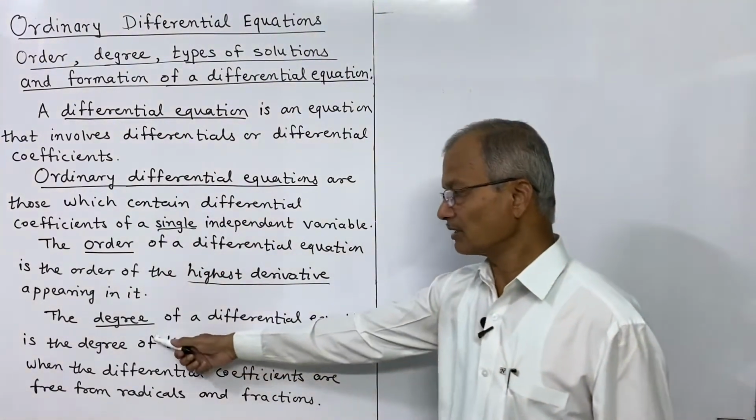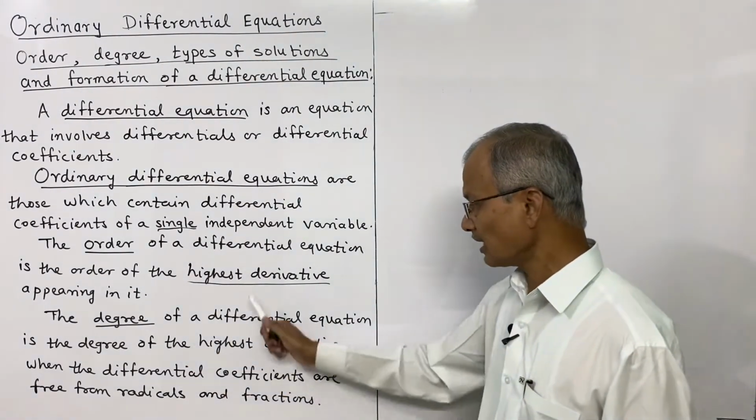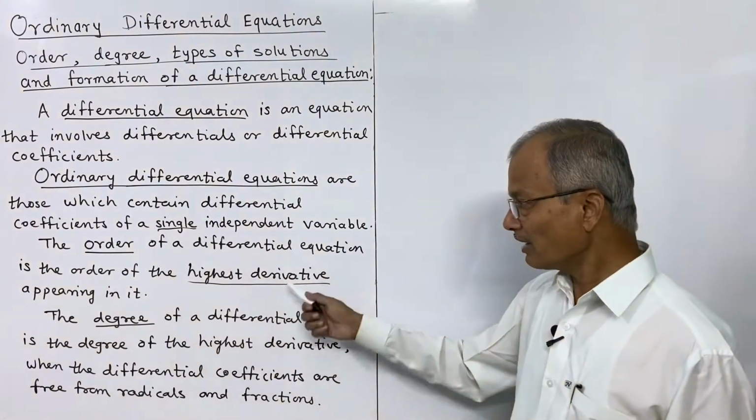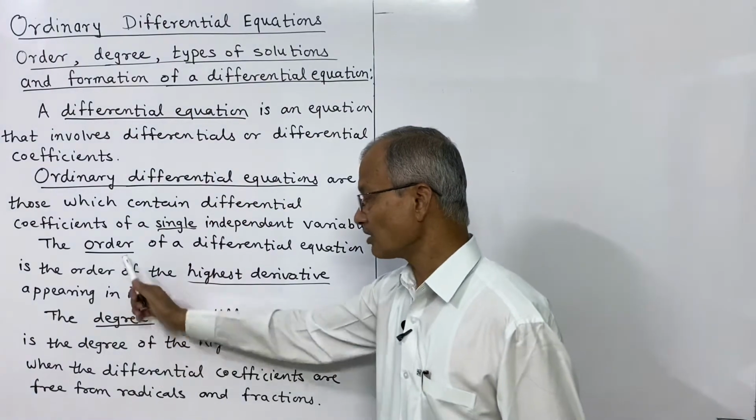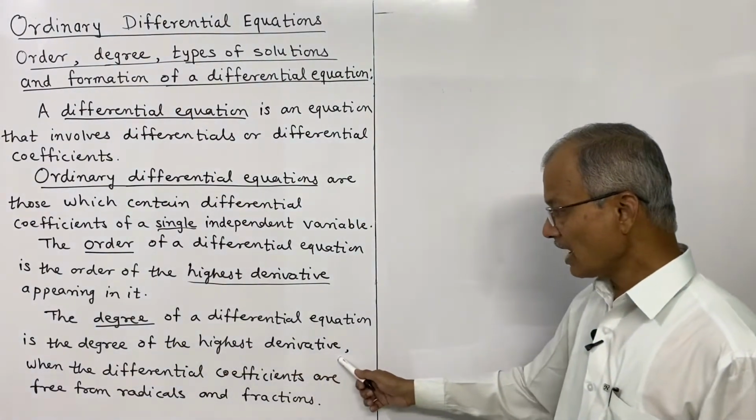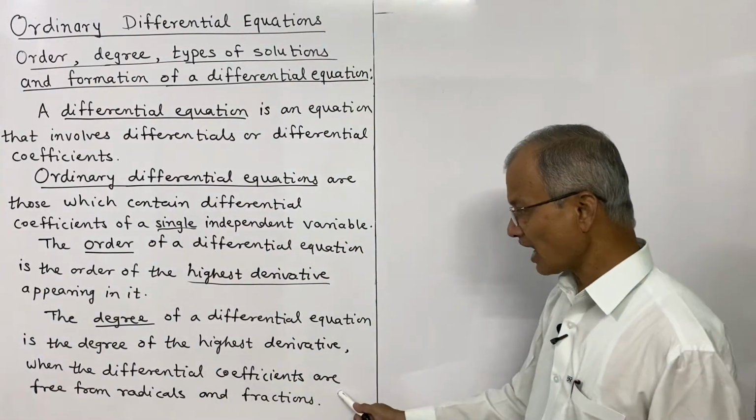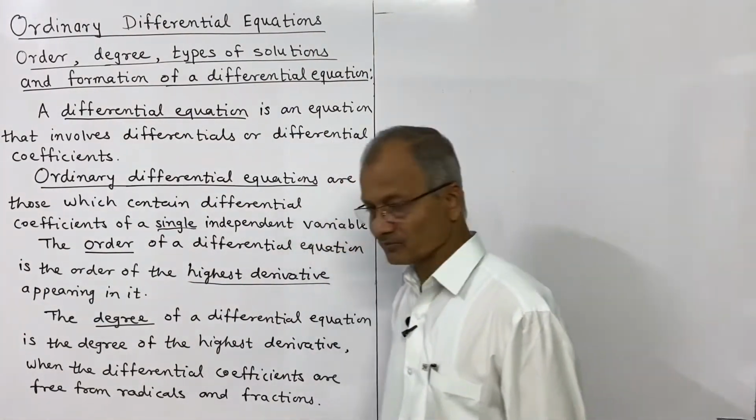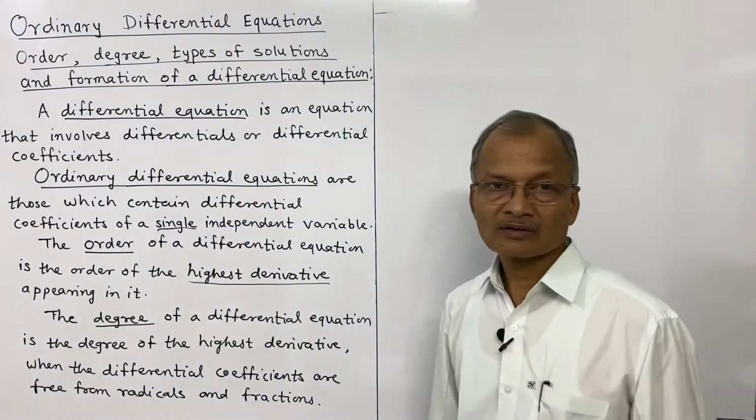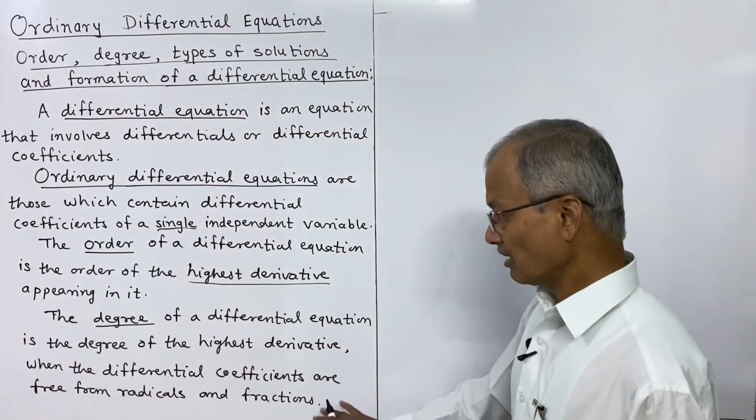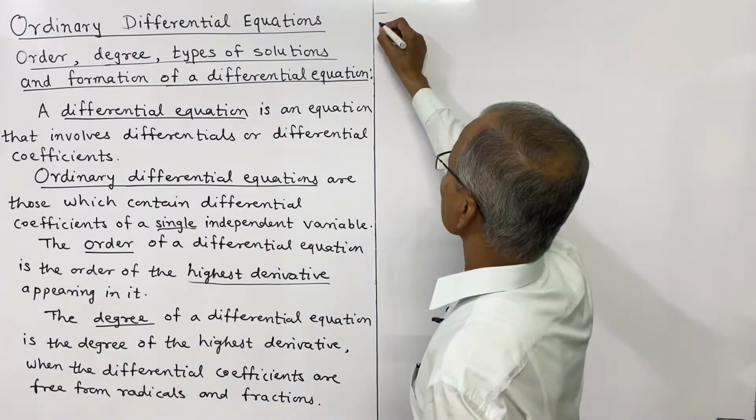And next is the degree. Degree of a differential equation is the degree of again the highest derivative. So order and degree are decided by the same highest derivative term. So here it is order and here it is degree. Degree of the highest derivative, when the condition is that the differential coefficients are free from radicals, means fractional powers, and fractions, so that it should not be in the denominator. So that is the meaning of degree, and this will be clear by considering examples.